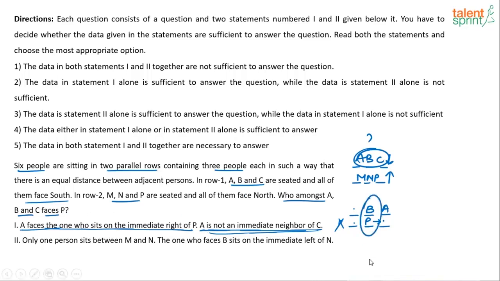Am I able to figure out who's facing P? Yes. How? Using statement 1 alone. So statement 1 alone is sufficient. Statement 1 alone is sufficient. Right? So now I can say 2 alone is sufficient is not the answer.